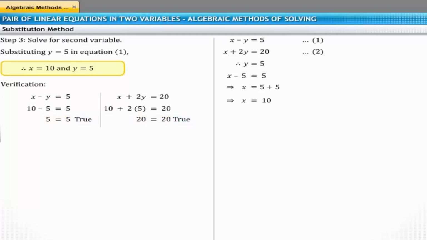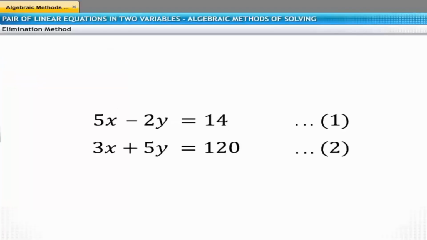Next, we'll learn another algebraic method, the elimination method, to solve a pair of linear equations. The elimination method, as the name suggests, involves elimination of one variable by equating the coefficients of that variable in both the equations. Consider the pair of linear equations 5x minus 2y is equal to 14 and 3x plus 5y is equal to 120.